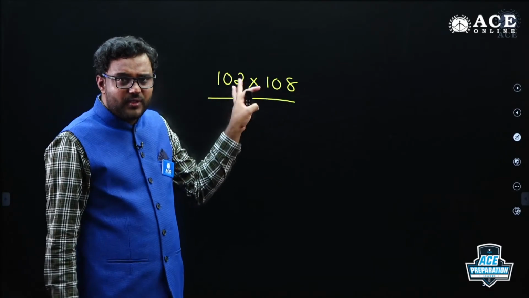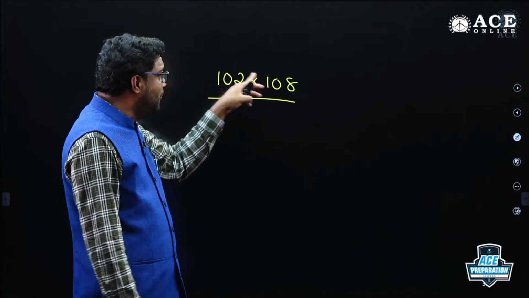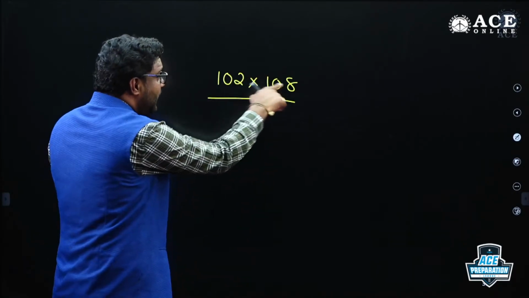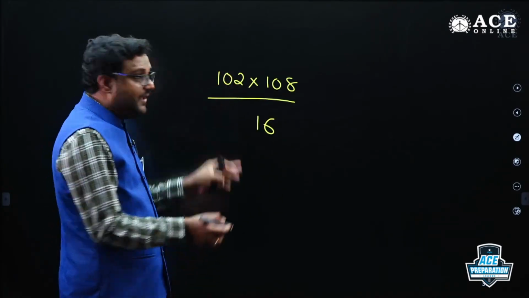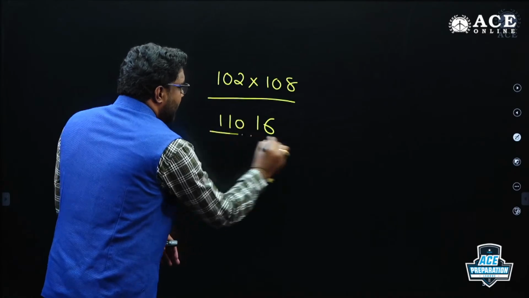Both are starting with 10, so I can say 2 plus 8 is 10. So 2 into 8 is 16. 10, next number is 11. 10 into 11 is 110. So guys, you can apply it like this.